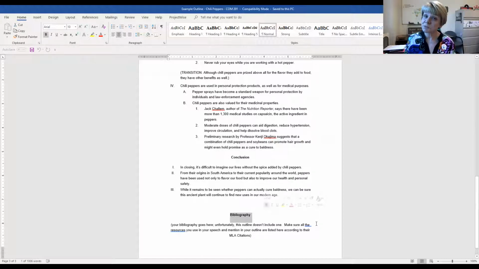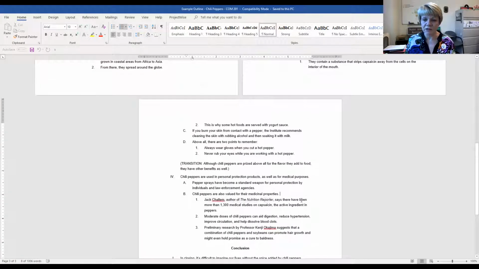Now, when you're giving your speech, you will not mention the bibliography. It's only a part of your presentation or your preparation outline. And as we see, the bibliography goes here. Unfortunately, I did not save Bob's, so I don't have it there, but it would be listed according to MLA citations. All of these people and their works, their books, their magazines, whatever, everything that was cited in the speech needs a listing in the bibliography. Does that make sense? Hopefully it does.